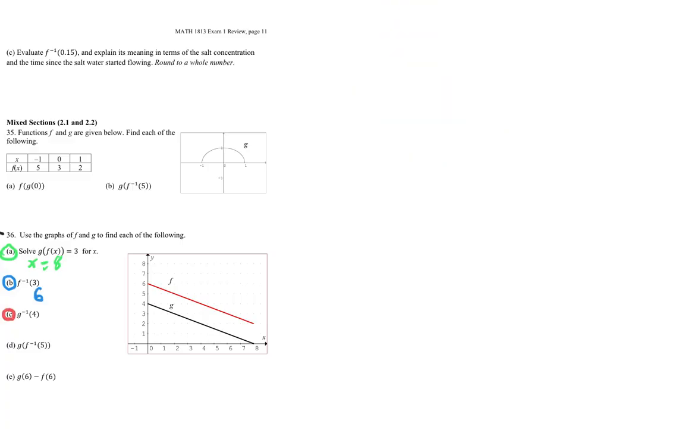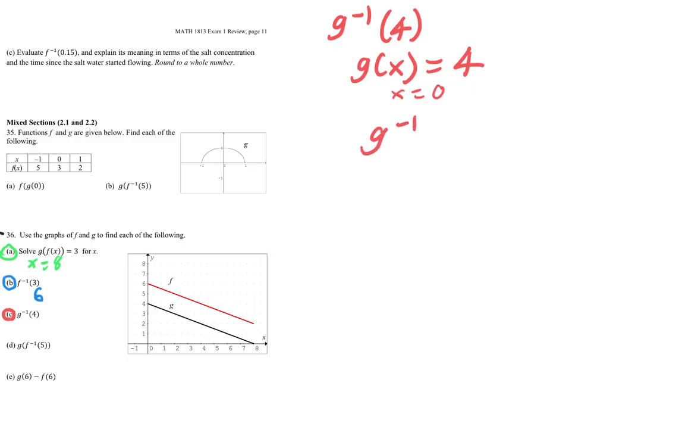All right, so we're working on 36c here. So we want g inverse of 4. So another way we can write this is g of x is equal to 4. So we want to look for what x is equal to when y is 4 of g of x. So we're going to look here, and g is this black line. So when y is equal to 4, x is equal to 0. So x is equal to 0. So g inverse of 4 is equal to 0.